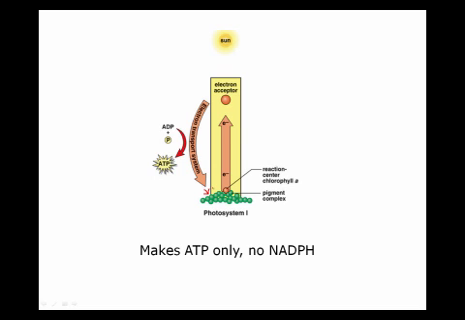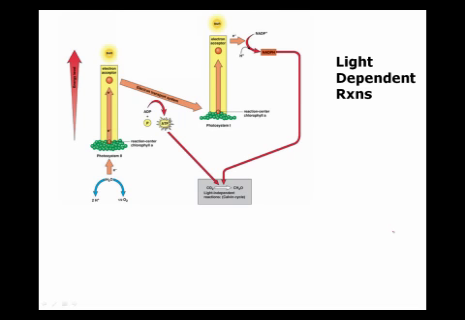The cell does require more ATP in the Calvin cycle than NADPH, and so it is possible to run only photosystem 1 in this cyclic pathway in order to produce the additional ATP which is needed by the cell. But again, to summarize our light-dependent reactions, we can make both ATP and NADPH. Both of those are required for the Calvin cycle reactions to produce glucose.